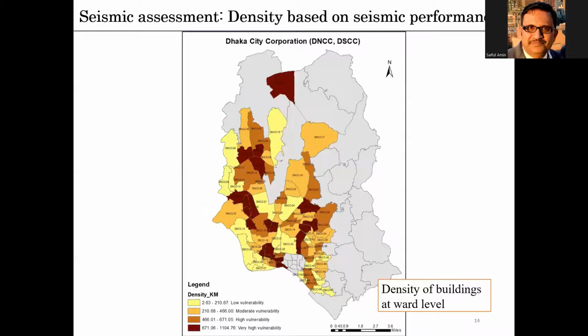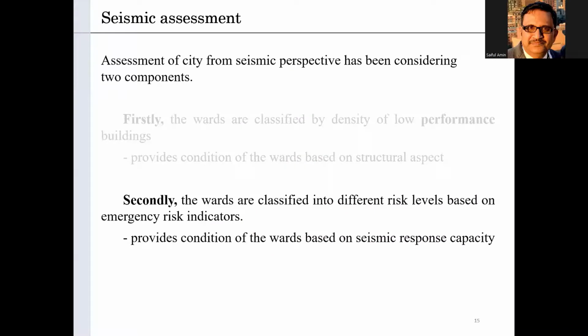This is the map showing density of the low performance buildings, and lighter color means low density of low performance buildings and vice versa. And secondly, the wards are classified into different risk levels based on emergency risk indicators, and it provides the condition of the wards based on seismic response capacity.